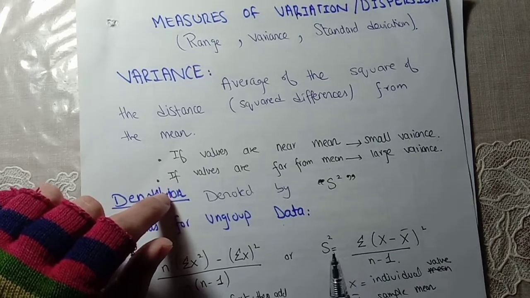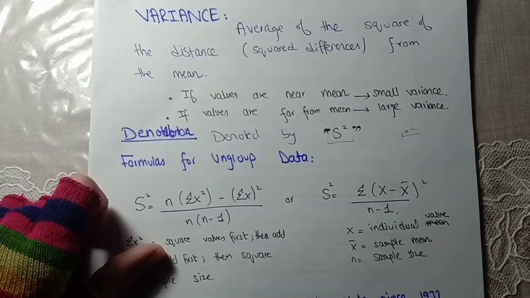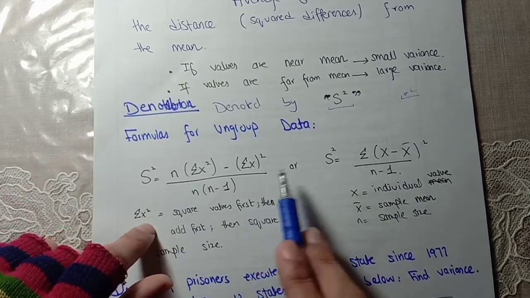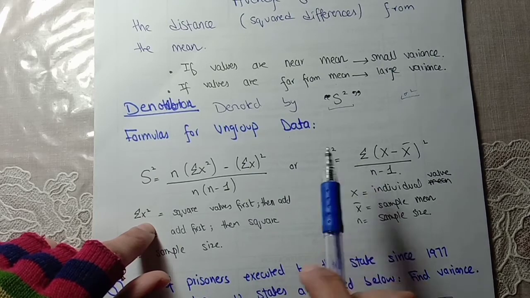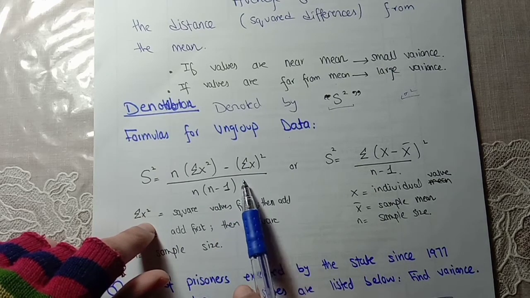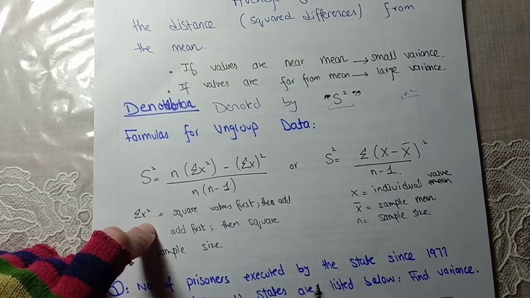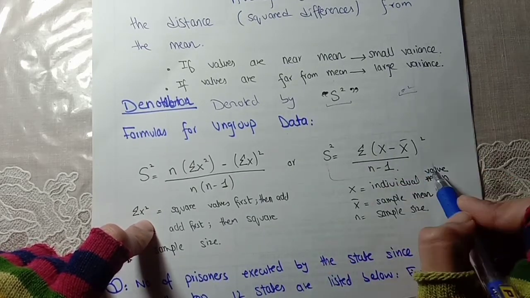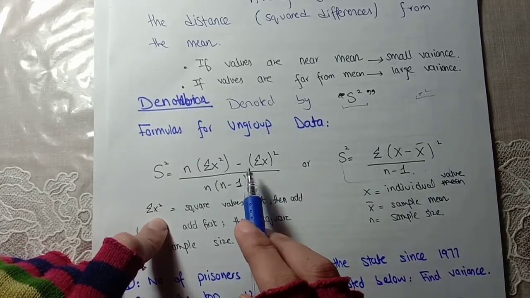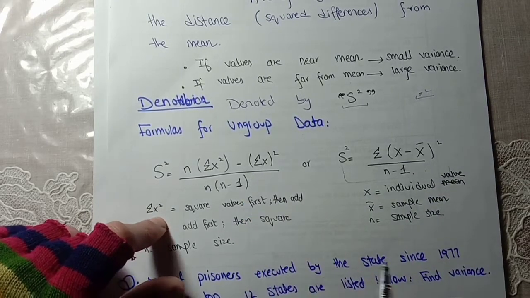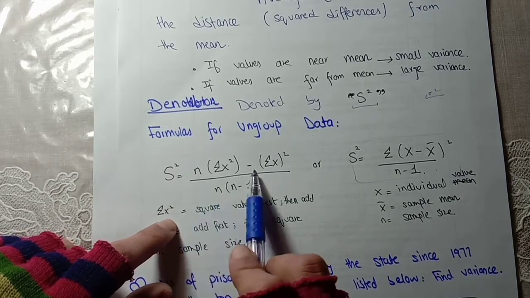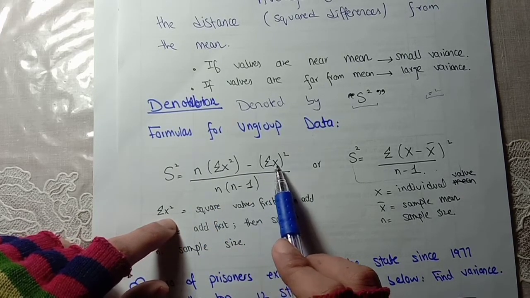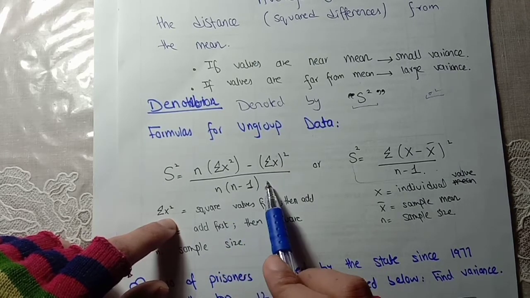Variance is denoted by S square. First of all, we are going to see the formulas for ungrouped data. There are two formulas, and the question can be solved by both of them. The process of one formula is a long one, and the other is a shortcut to solve the questions. So what is the formula? It's n into summation x square minus summation x whole square, divided by n into n minus 1.